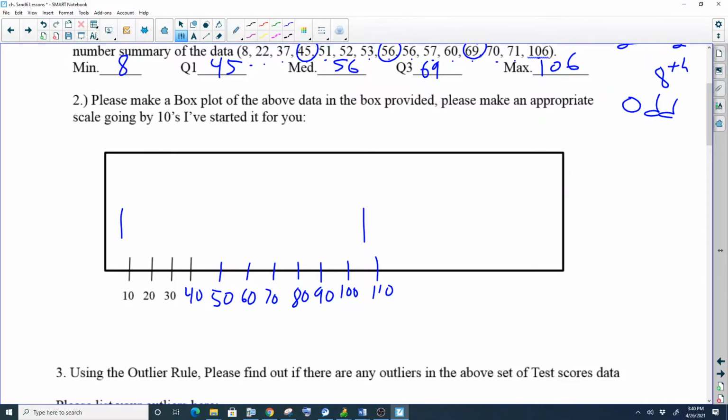Our median is at 56, right about there. And then our Q1 is in the middle, 45. And our Q3 is at 69, right by the 70.